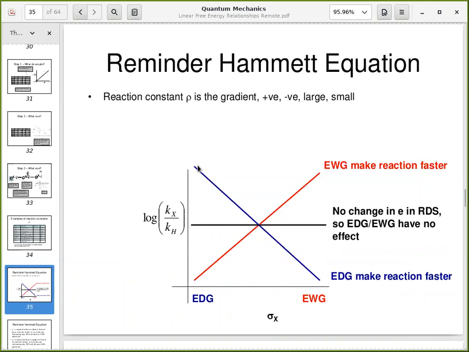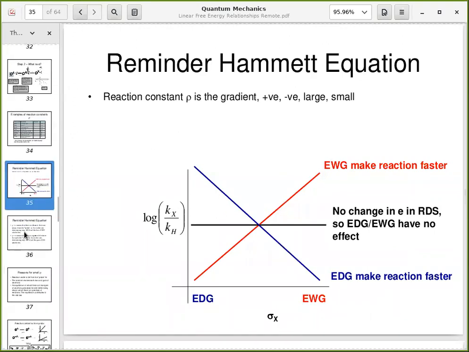When you plot it, just remember that if you've got a negative slope, we've got electron donating groups that make it go faster. And that means that you lose a pair of electrons in the rate determining step. And if it's positive, you've got electron withdrawing groups that make the reaction go faster, which means that you're going to be gaining electrons in the rate determining step. Okay.